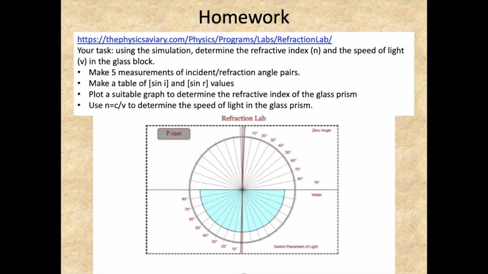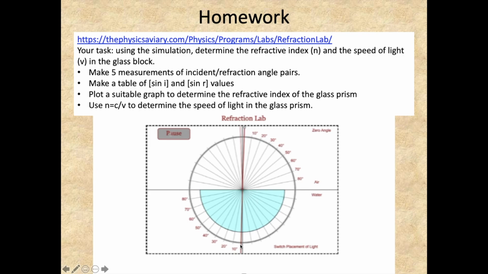Alright, that's it from me today. This is your homework. I want you to open this simulation and let it run, and as it runs you can pause anywhere you want. Record 5 pairs of incident and refraction angles. So as the simulation runs, you're going to make measurements of angle of incidence and angle of refraction.